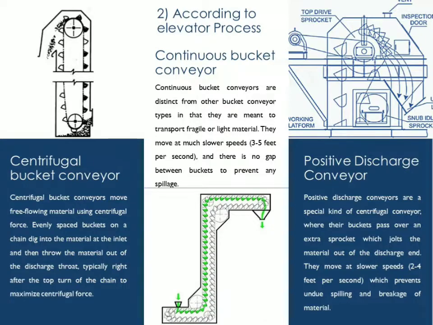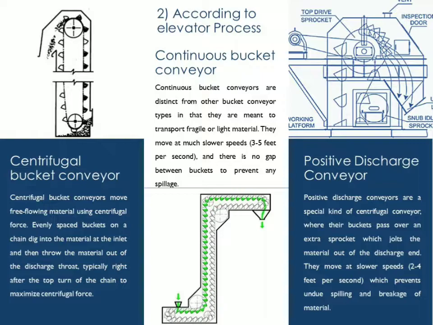Second, according to elevator process, there are three types of bucket elevators. Centrifugal bucket conveyor. Centrifugal bucket conveyors move free-flowing material using centrifugal force. Evenly spaced buckets on a chain dig into the material at the inlet and then throw the material out of the discharge throat, typically right after the top turn of the chain to maximize centrifugal force.